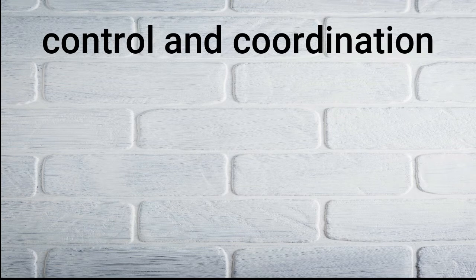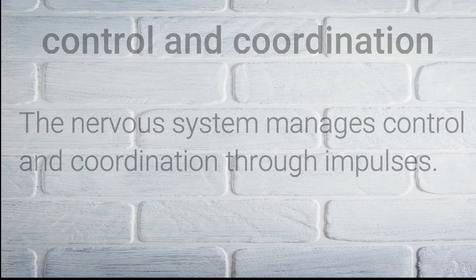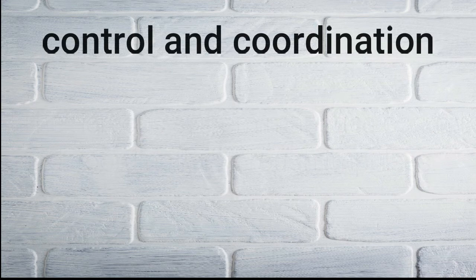So let's start. First of all, a general idea. The control and coordination of our entire body is done by the nerves. The nervous system manages the control through these impulses. So these impulses are what generate this control in the nervous system. What happens is that we get an impulse, and based on that the nerves transmit it to other places, and so on, and they create some reactions or responses.